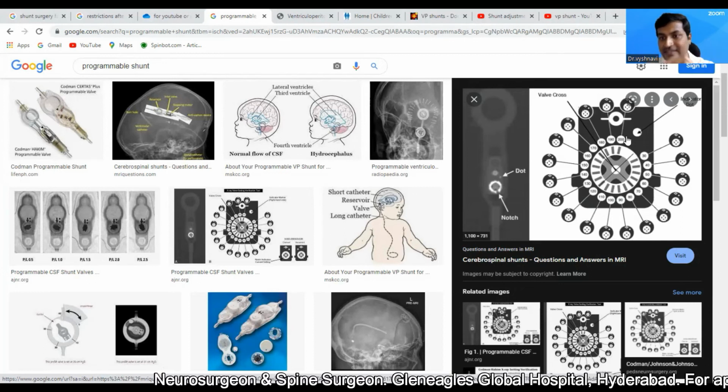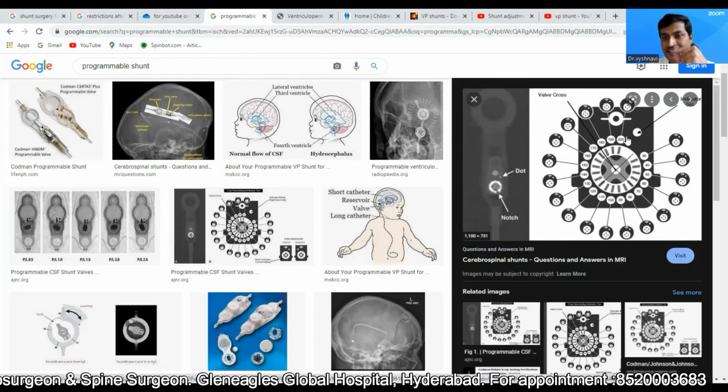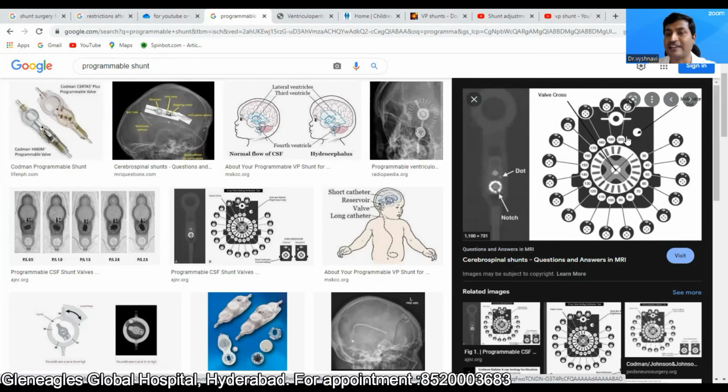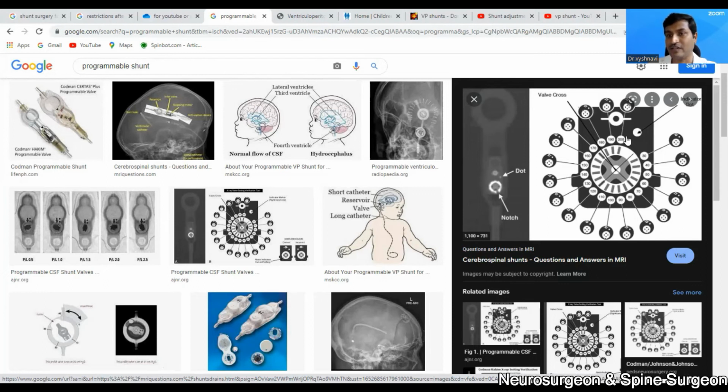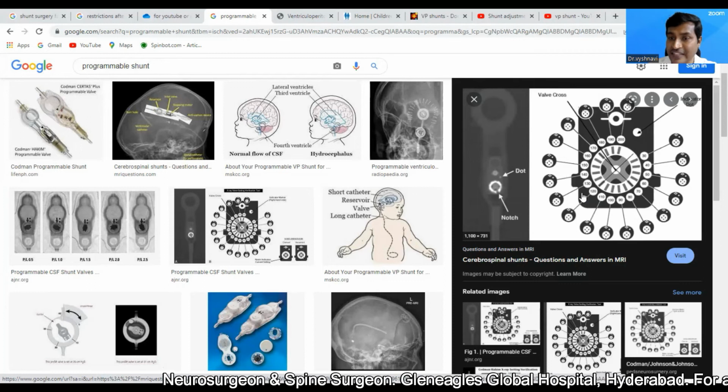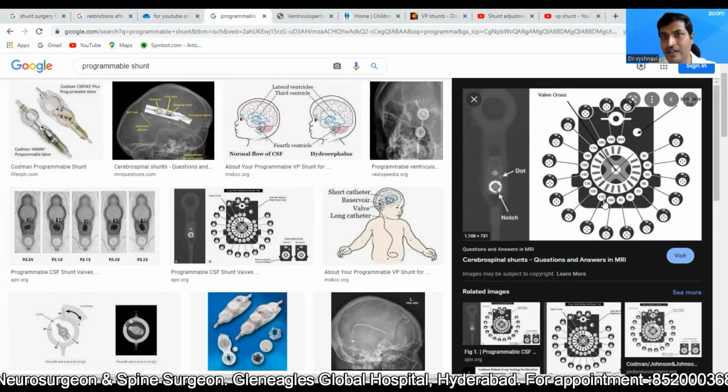You can adjust the pressure without any surgery, and the adjustment of pressure hardly takes 5 minutes. So if the shunt is overdraining, we increase the pressure higher up. If the shunt is underdraining, we decrease the pressure lower down.